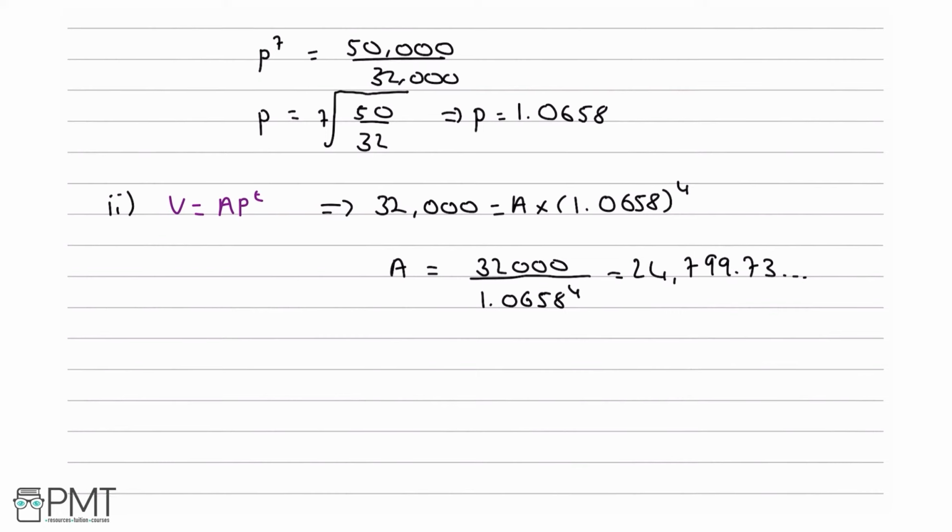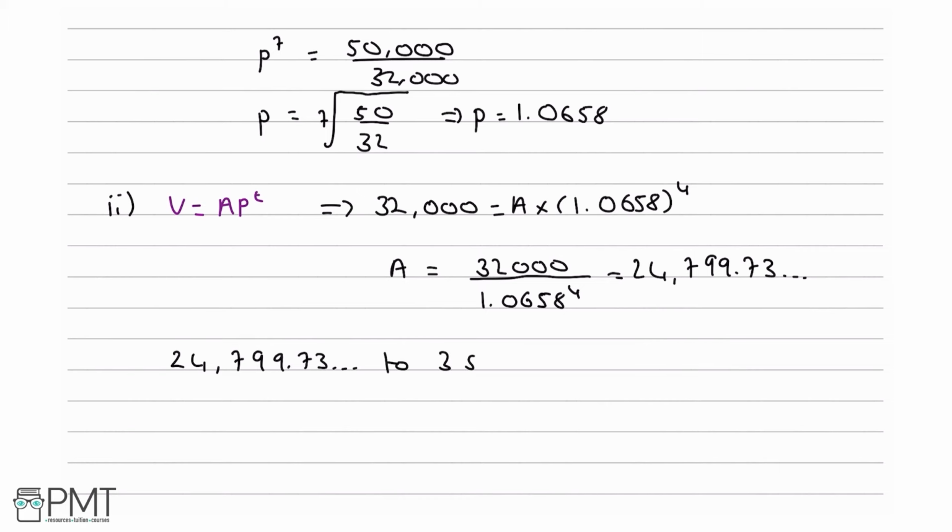So what we could say is something along the lines of 24,799.73, etc. to 3 significant figures is 24,800. And you say, therefore, A is approximately 24,800 as required.